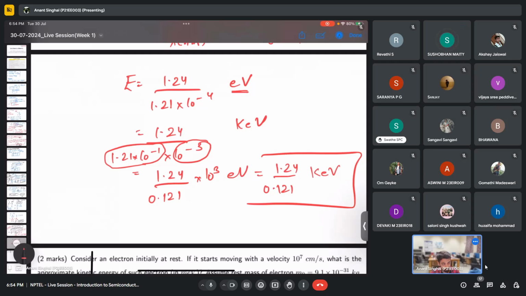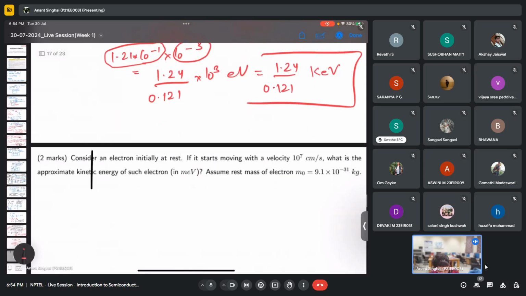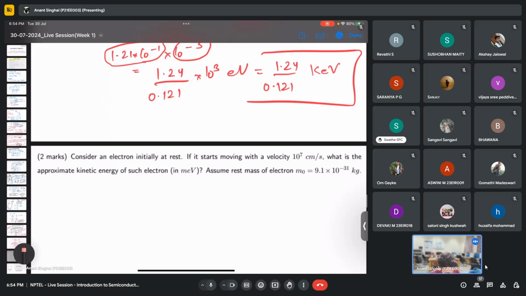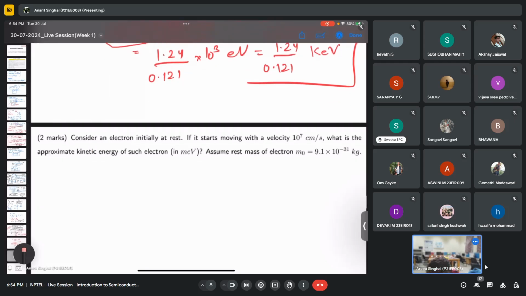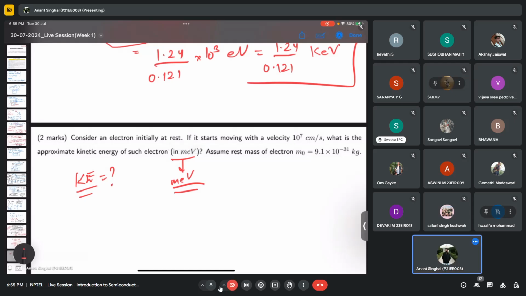Okay. So shall we go ahead? Like this is a very basic problem. You can try it out. You should not take more than 2-3 minutes to solve this. This is very easy. You just need to find the kinetic energy. Everything is given and the unit should be milli electron volt. After 2-3 minutes, I'll start to solve the same.